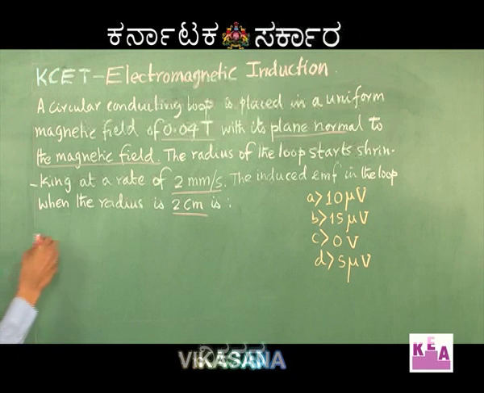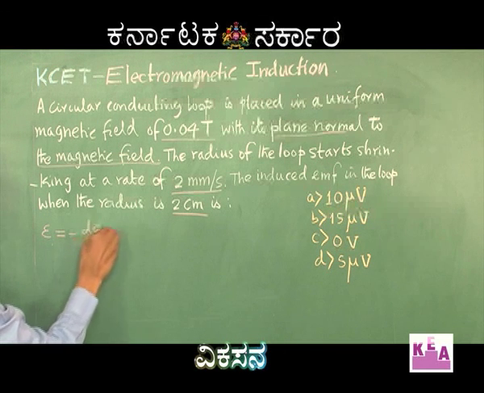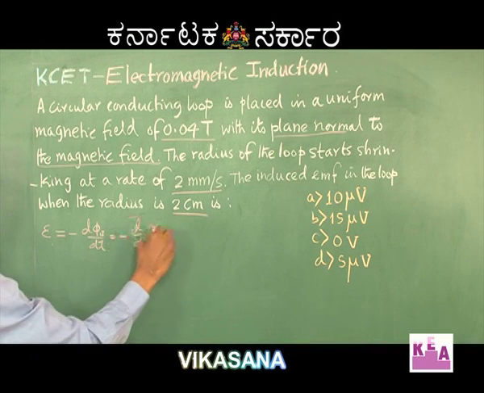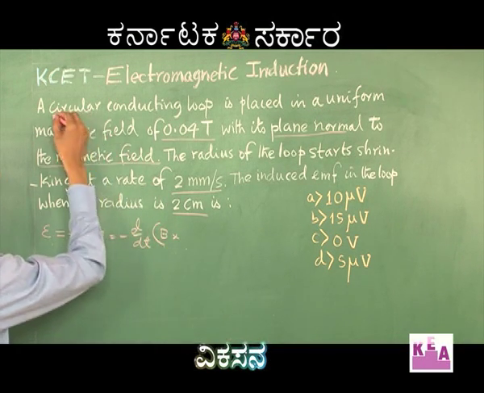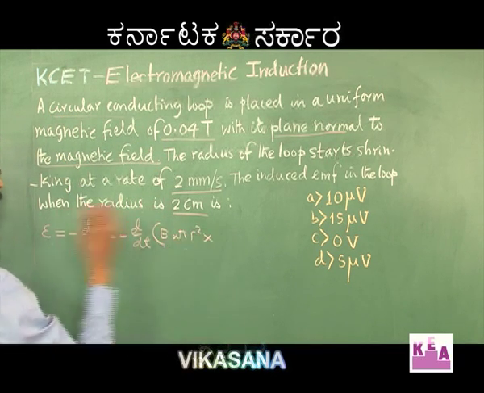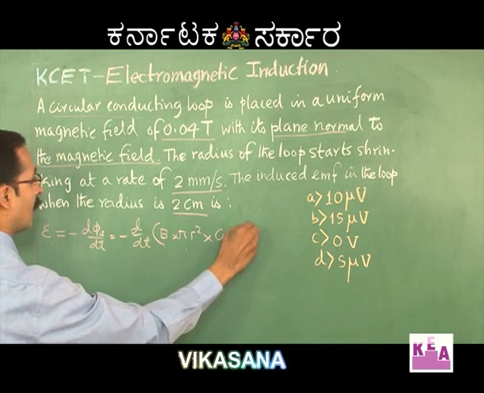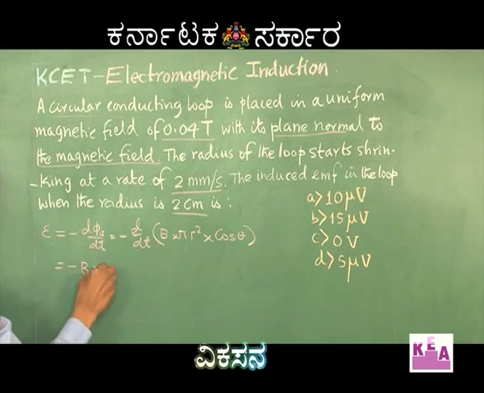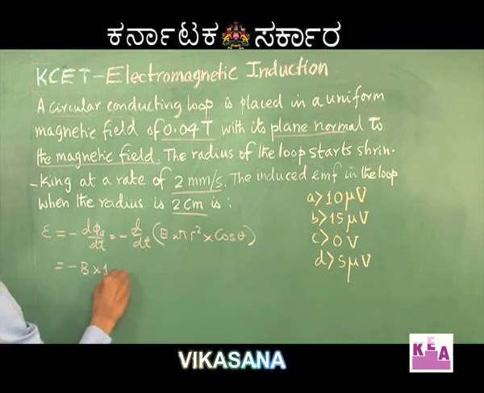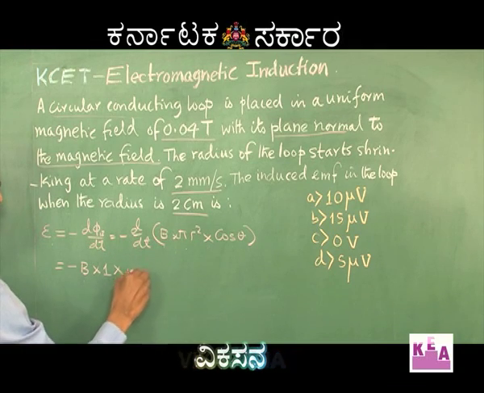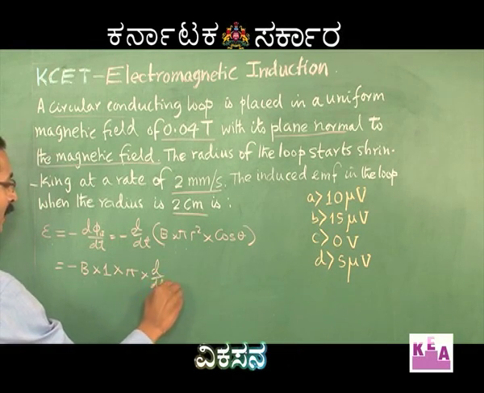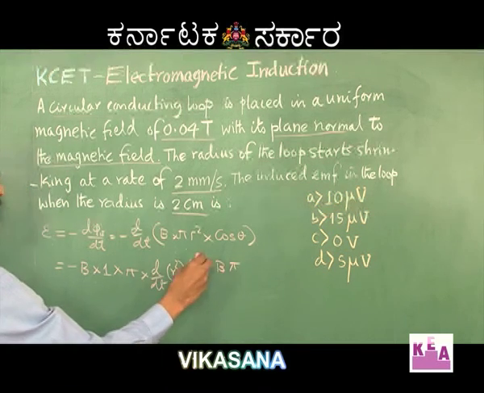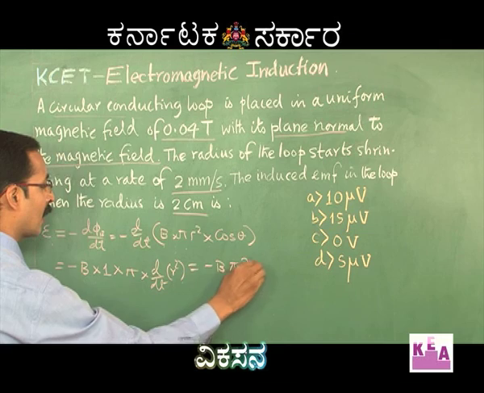Let us calculate what the induced EMF is. By Faraday's law, E is equal to minus d phi b divided by dt, which is equal to minus d by dt of B A, since phi b is B into A. You have a circular loop, therefore area is pi r square into cos theta, which is equal to minus B, a constant which is 0.04 Tesla, so I can keep it outside, into cos theta, that's 0 degree, therefore that's 1, into pi, a constant, which I can keep outside, leaving d by dt of r square, which is equal to minus B pi into d by dt of r square, that is 2r dr by dt.